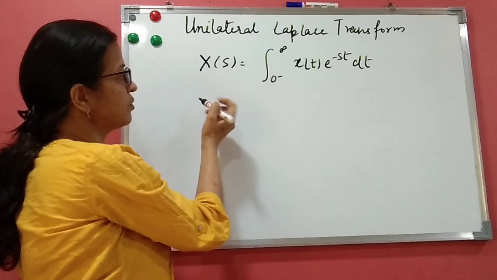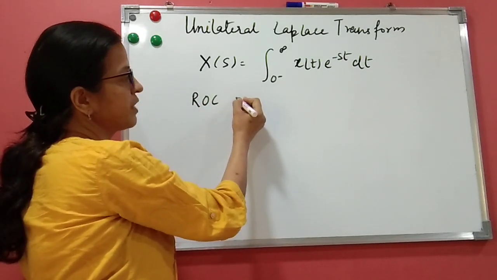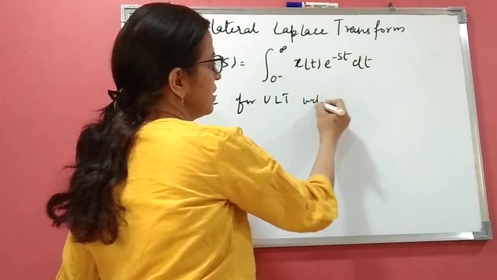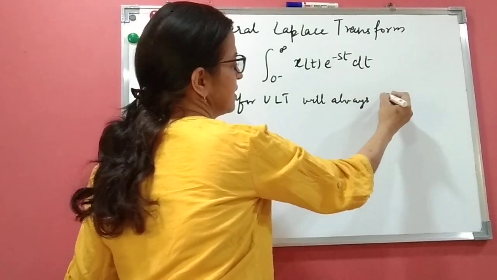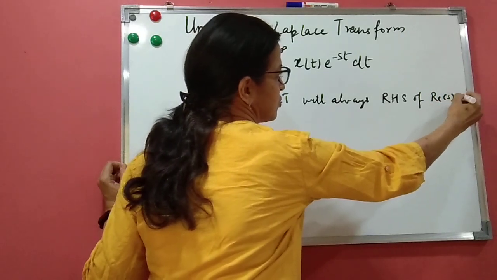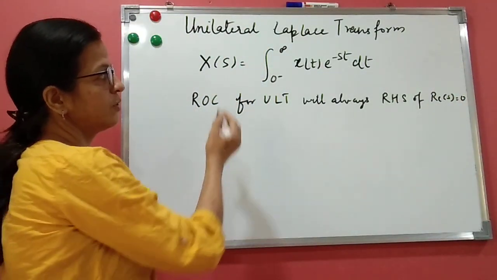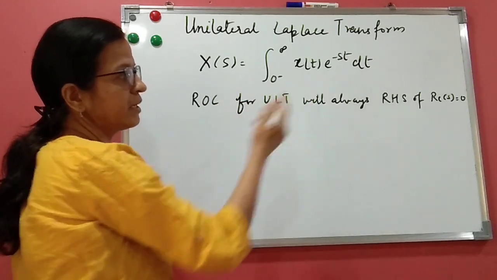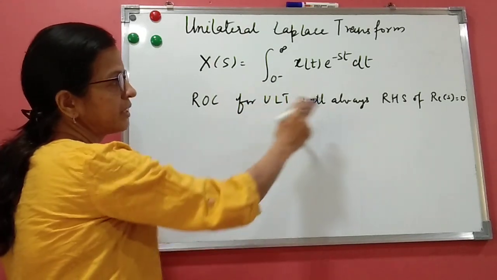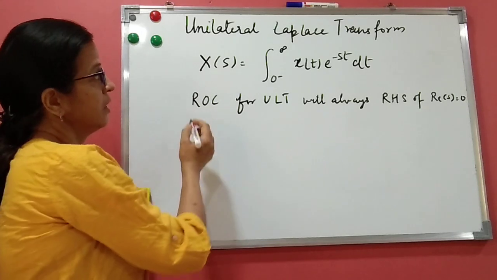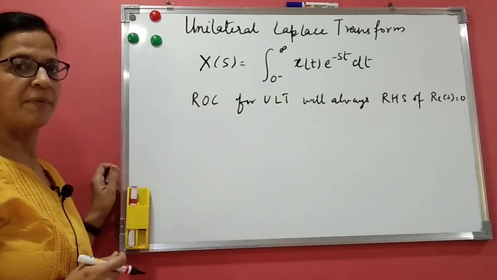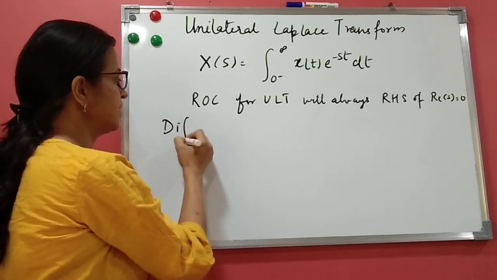Also, the ROC for this type of transform, we can write, the ROC for unilateral Laplace transform will always be the right hand side of real s equals to 0, or right of the poles. Because the ROC will always be the right hand side of real s equals to 0, there is no need to specify the ROC. And the properties of unilateral Laplace transform are similar to bilateral transform, except one property, that is the differentiation property. Let us see the differentiation property.